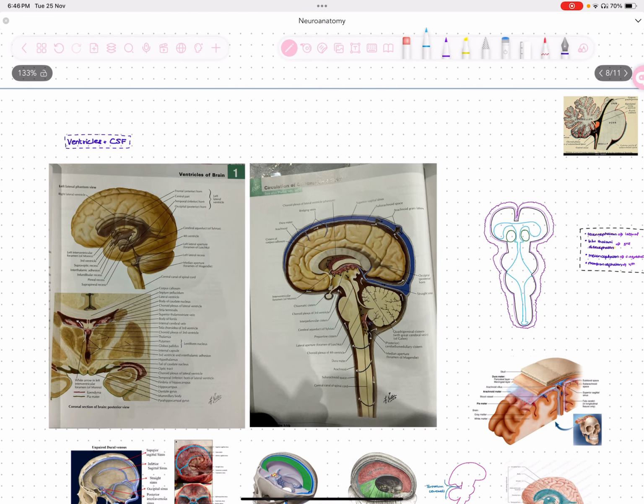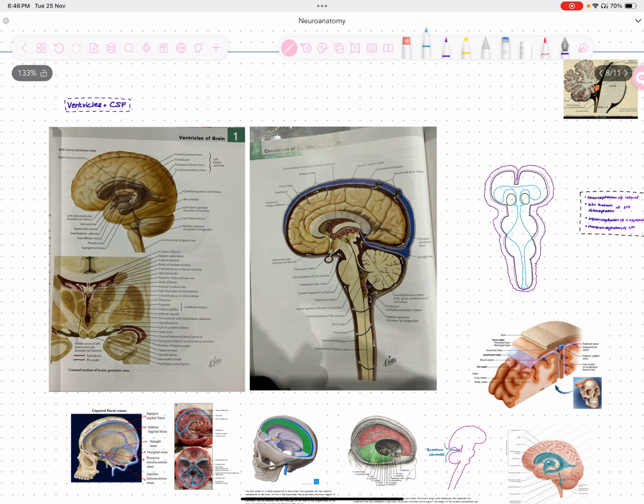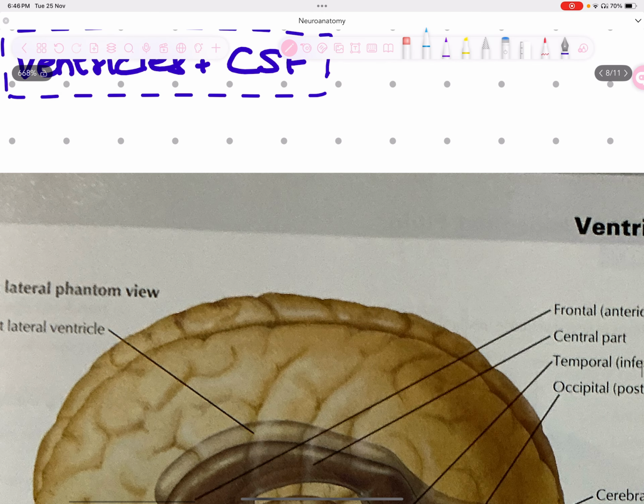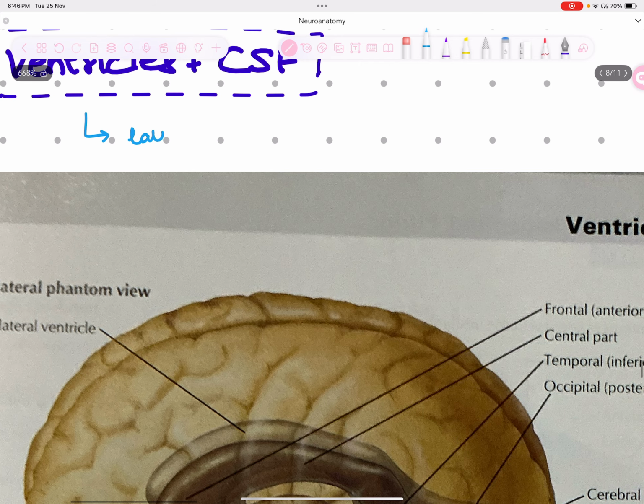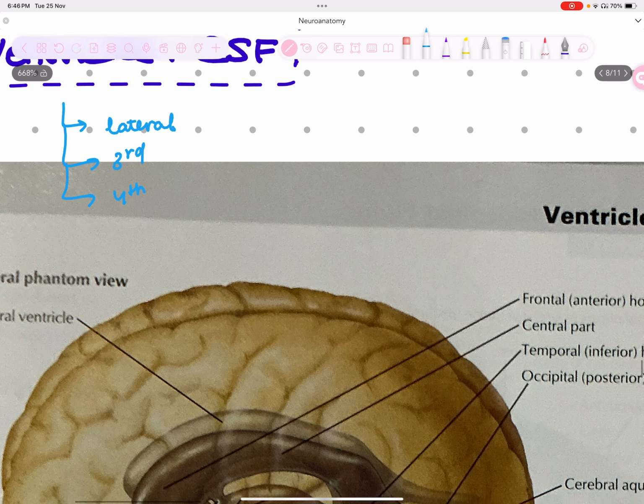Hi everyone, today we're covering ventricular system and cerebrospinal fluid. So ventricles are basically fluid-filled cavities which are located within the brain. Very important, we have two lateral ventricles, then we have the third ventricle, and we also have the fourth ventricle. So we are going to study all of these in detail.